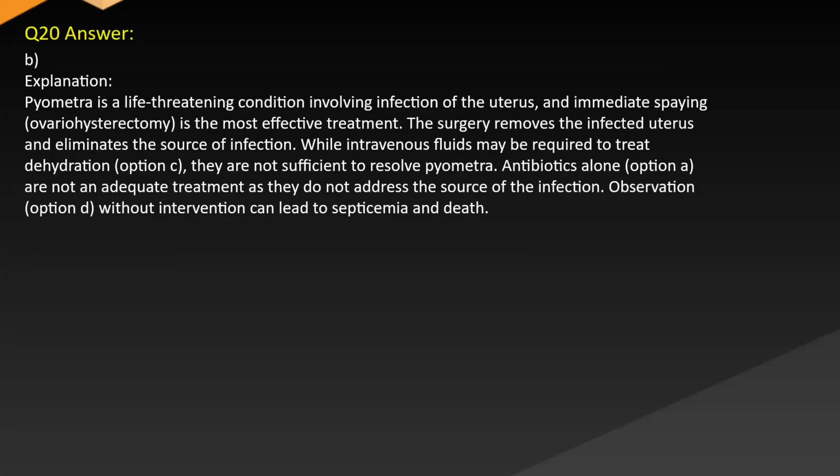Answer: B. Explanation: Pyometra is a life-threatening condition involving infection of the uterus, and immediate spaying (ovariohysterectomy) is the most effective treatment. The surgery removes the infected uterus and eliminates the source of infection, while intravenous fluids may be required to treat dehydration. Option C: They are not sufficient to resolve pyometra. Antibiotics alone, option A, are not an adequate treatment as they do not address the source of the infection. Observation, option D, without intervention can lead to septicemia and death.